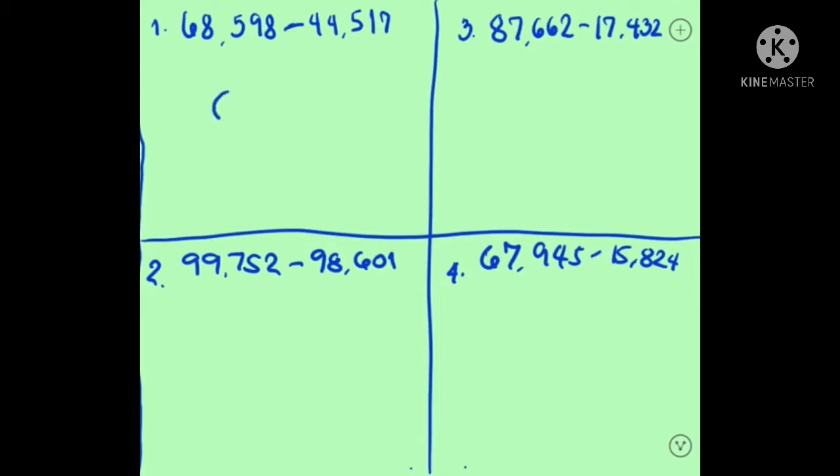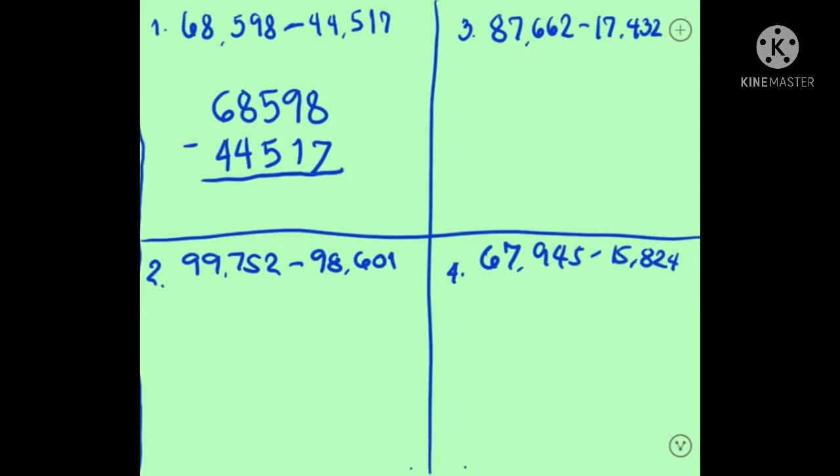So I will first line up the numbers. I will put here 6, 8, 5, 9, 8. Okay? And then the second number, which is what we call the subtrahend. So we have 44,517. Okay? And of course, do not forget our two symbols.